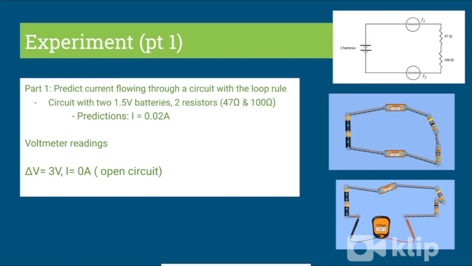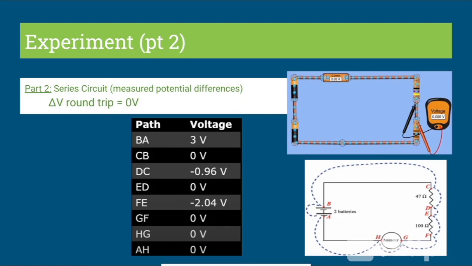For part 1 of this experiment, we first had to predict the current flowing through a circuit using the loop rule. My prediction was that the current would equal 0.02 amps. My voltmeter readings were 3.0 volts and the current 0 amps because it was an open circuit. For part 2, the series circuit, the ammeter reading doesn't change because the voltmeter has a very high resistance, meaning that no current flows through it and the path of current remains unchanged. This satisfies the loop rule and the current is equal to 0.02 amps.